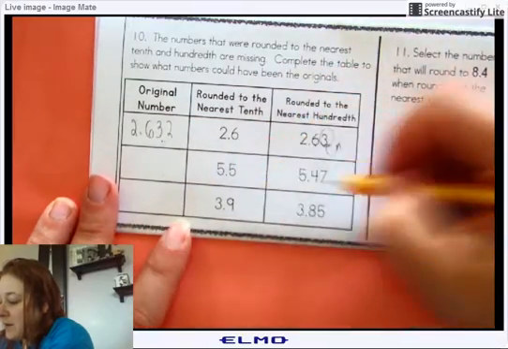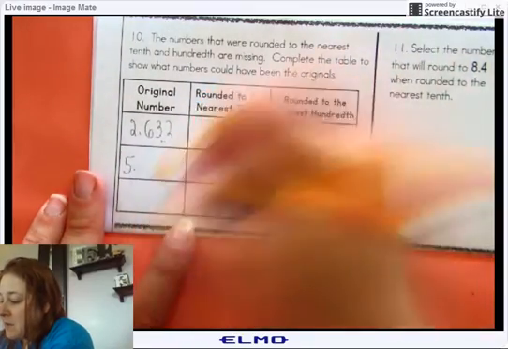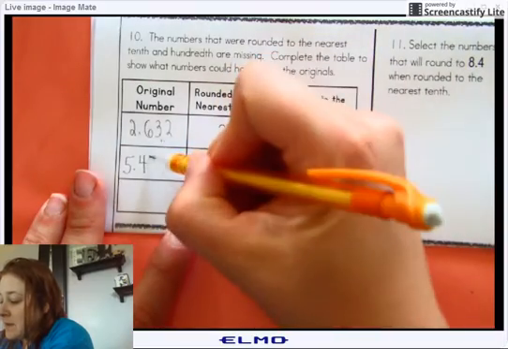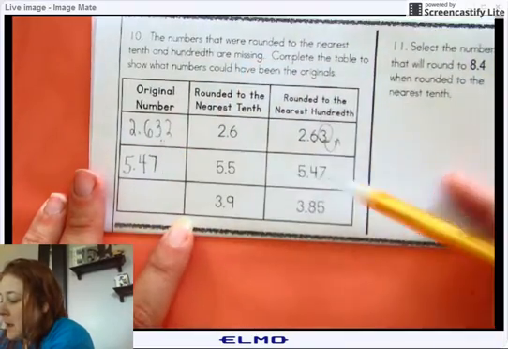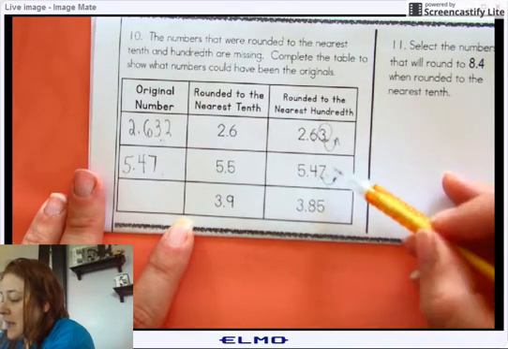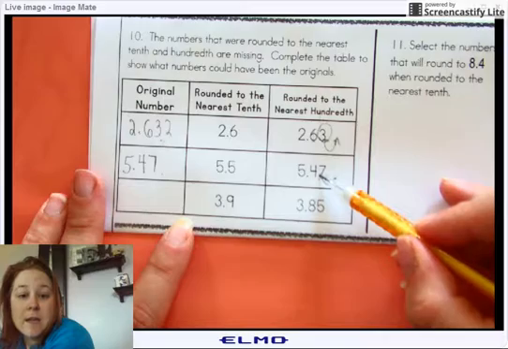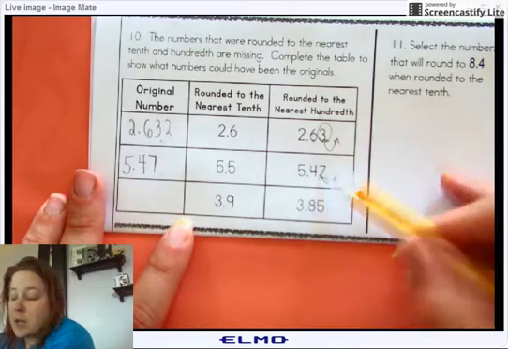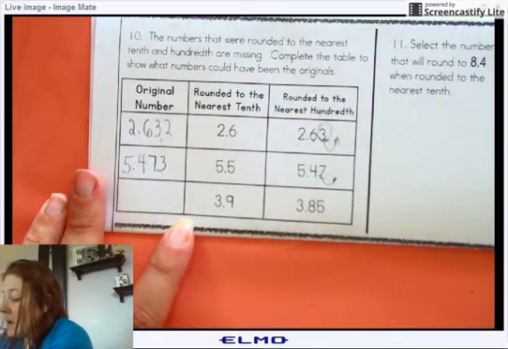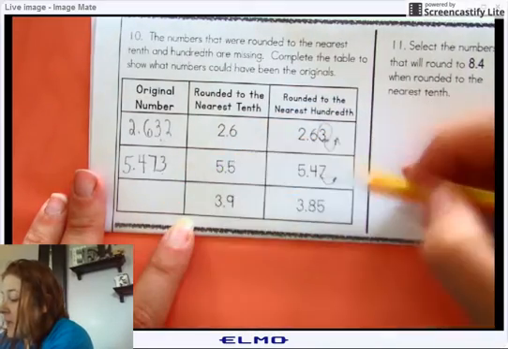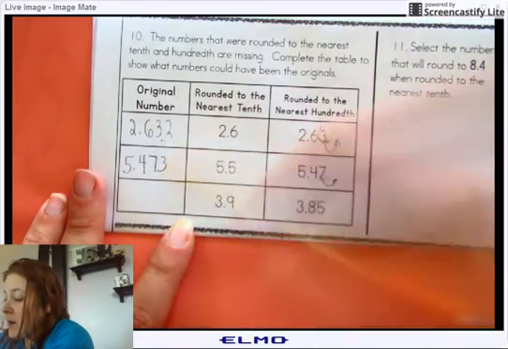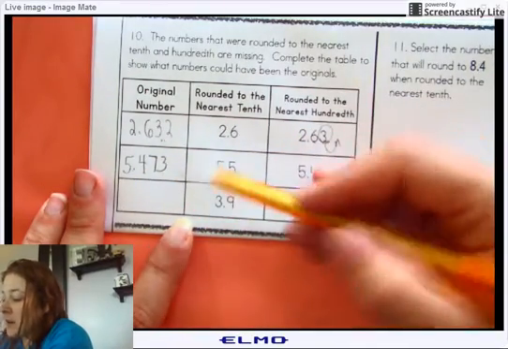Looking at this one right here, we know the whole number is 5. We know it has a 4. We know it has a 7. And it could be anywhere over here that would round to this. It has to be less than 7, correct? So therefore, it could be 7, 3. Because if I look next door, if I'm bigger, that number would go there. If I rounded to the nearest tenth, it would go here. And so that could be anywhere in my original numbers.